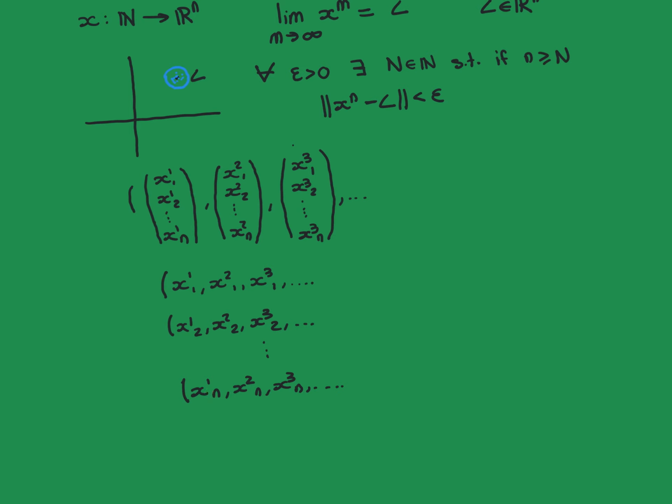And my question is now, if the sequence of vectors converges to some limit vector, will the coordinate sequences also converge to some real number? And in particular, will they converge to the corresponding component of the limit vector, i.e. will this converge to the first coordinate of my limit vector L, and will this converge to the second coordinate of my limit vector L, and this converge to the nth coordinate of my limit vector L? And the answer is of course yes, but we want to prove that.